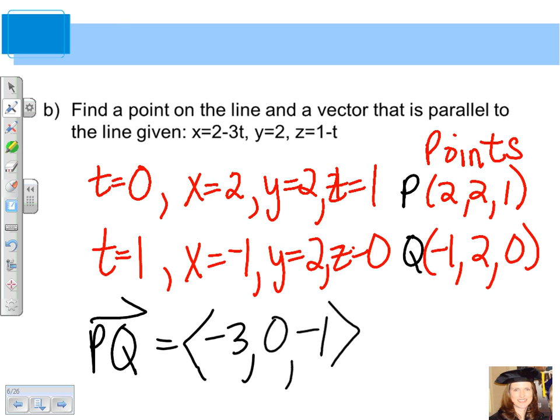Now this is not unique. There's an infinite number of points on the line, as well as an infinite number of vectors that are parallel to the line. This slide offers one solution.